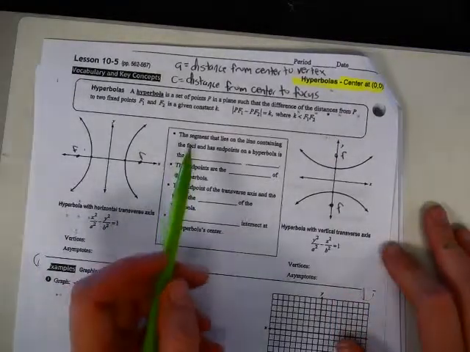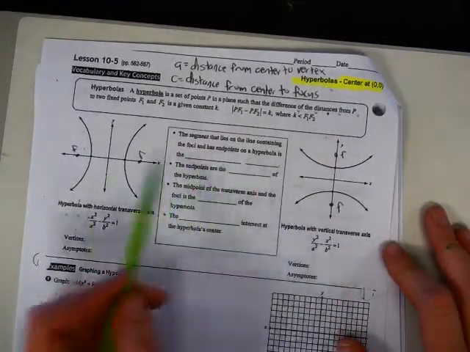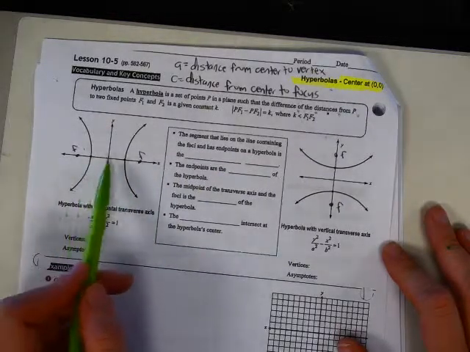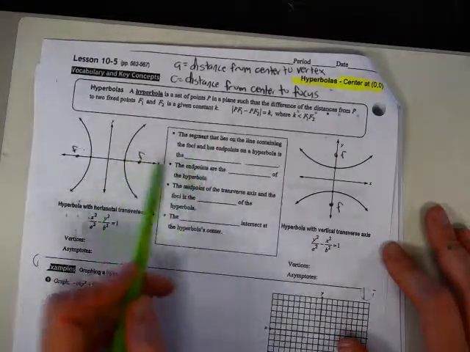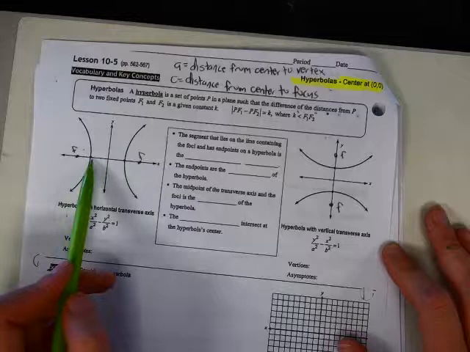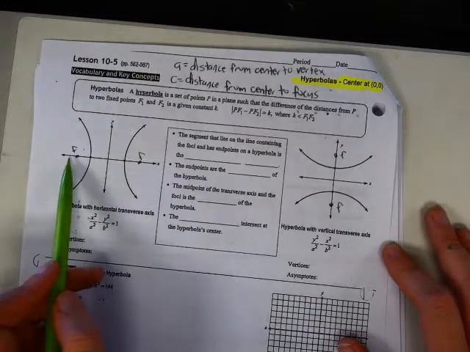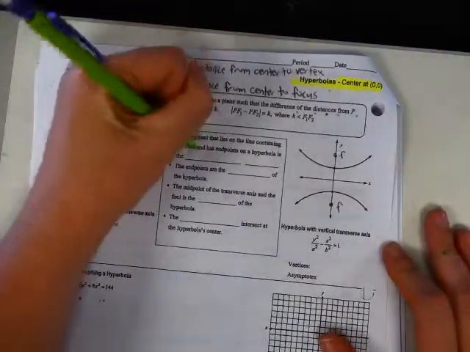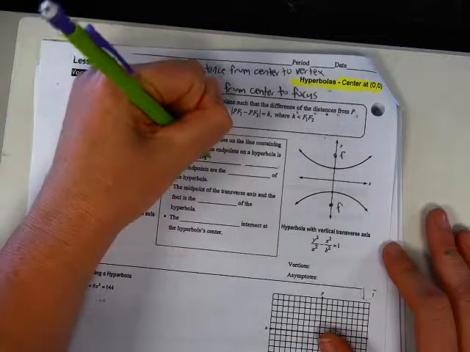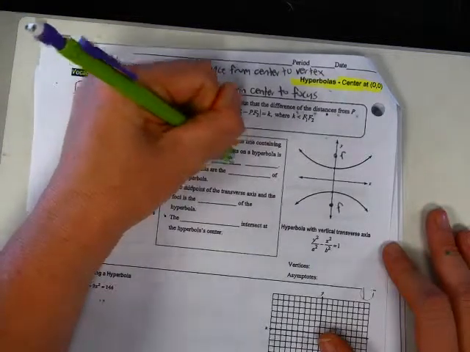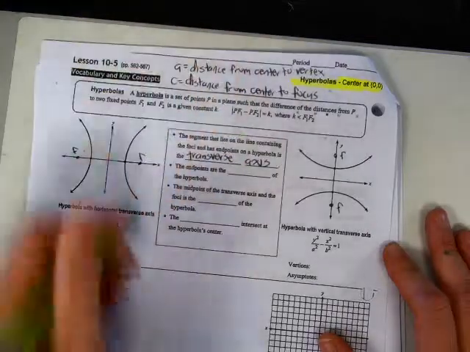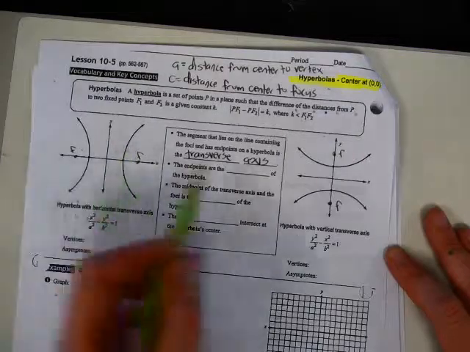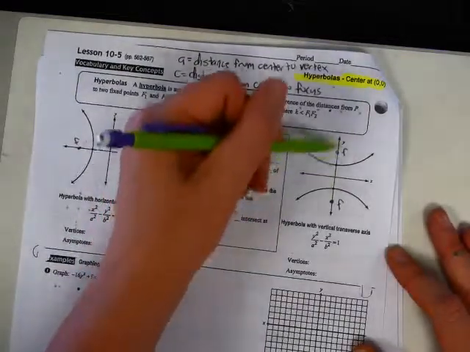So the first thing: the segment that lies on the line containing the foci and has endpoints on a hyperbola, and the vertices are also called endpoints, that's called the transverse axis. So this is our transverse axis for this one, and this is our transverse axis here.